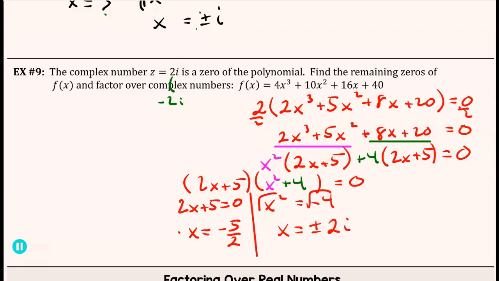So we have our complete set of zeros, right? It gave us 2i. We now know, of course, and we already knew at the beginning, that there's going to be also negative 2i. And then we found the third one, which was negative 5 over 2. So we just list those in braces: negative 5 over 2, and 2i, and negative 2i.